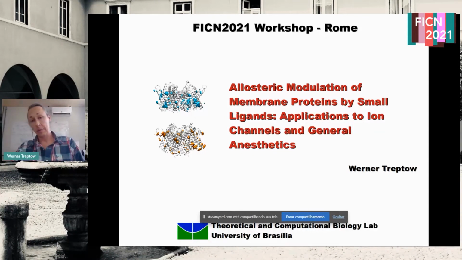And today, my talk is on the allosteric modulation of membrane proteins by small ligands. By allosteric modulation, I precisely mean that a ligand may bind a protein to shift its conformational equilibrium between two or more conformational states.